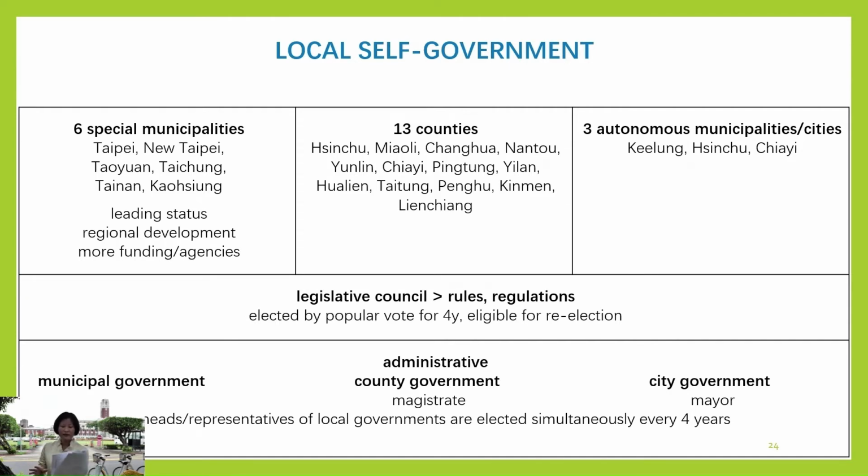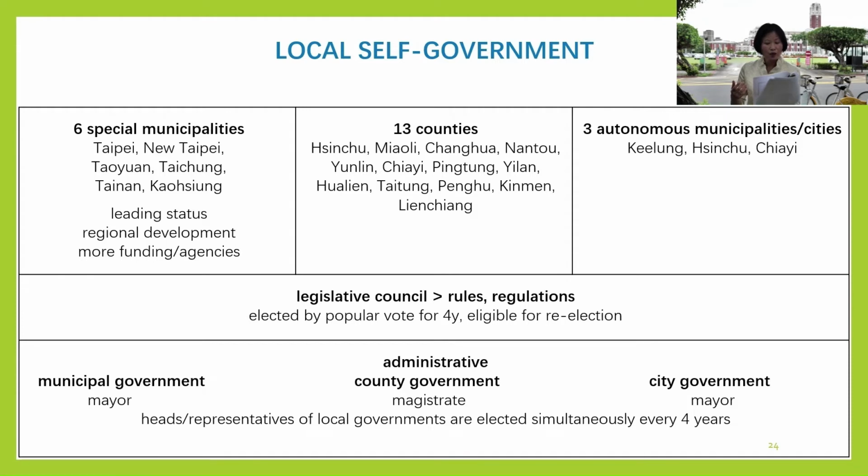So these local self-governments, why are they called self-government? Because they have their own legislative council, which has the power to make rules and regulations. These rules and regulations are also binding, but they must not conflict with the law that is passed by the central government. So they have their own legislative council, and they also have their own administrative government. And this can be the mayor of a city, or the magistrate of a county government. So you now understand what local self-government means. It means that certain authorities also have their own legislative and administrative authorities.